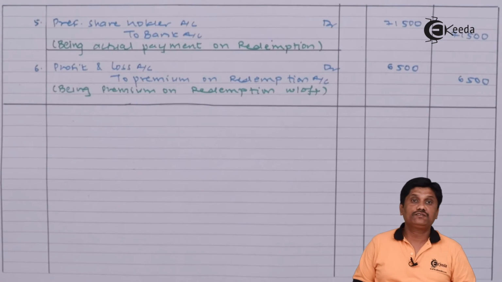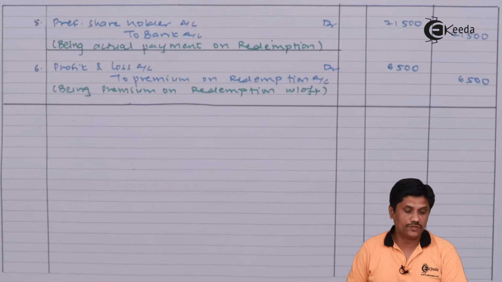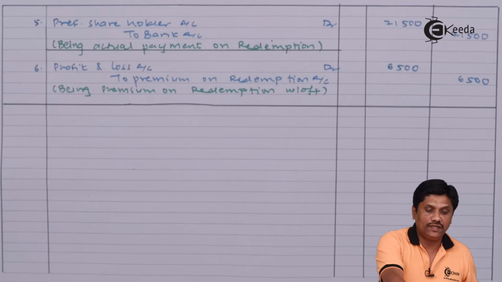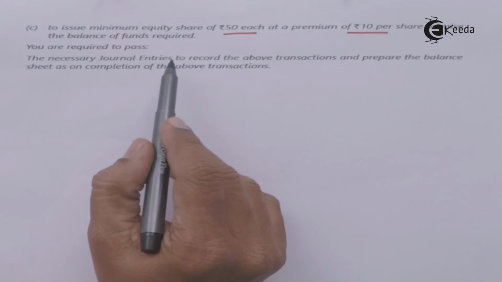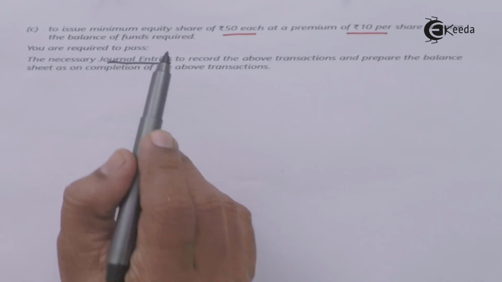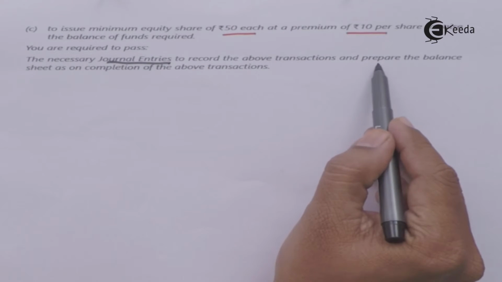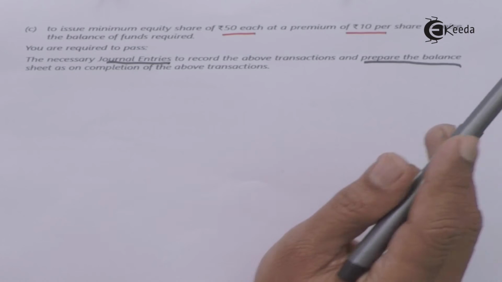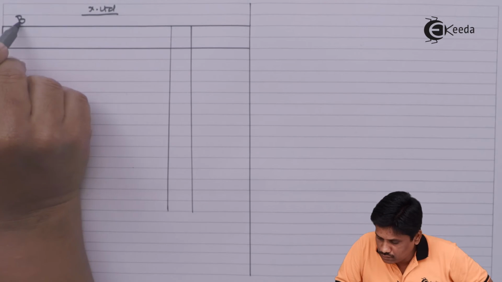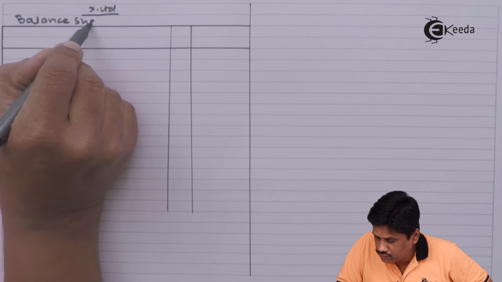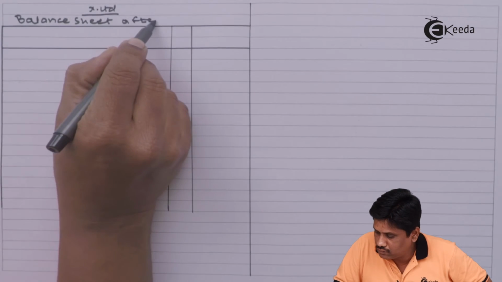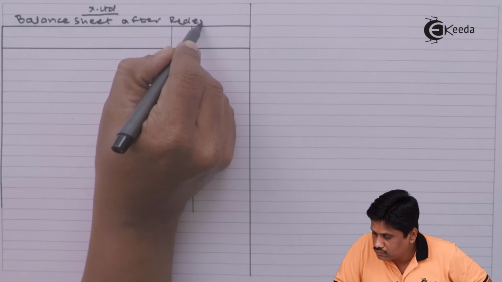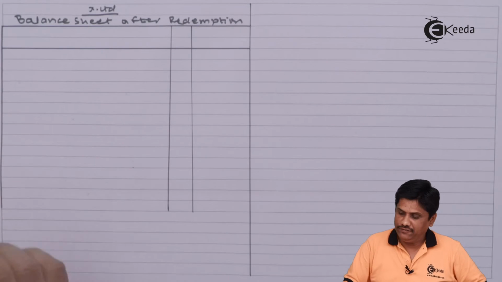So our journal entries come to an end for this question. But what is the question asking? The question is asking you for the journal entries that we have done and to prepare the balance sheet on completion of the transaction. So we need to prepare a balance sheet. Come to the next page. Balance sheet after redemption.